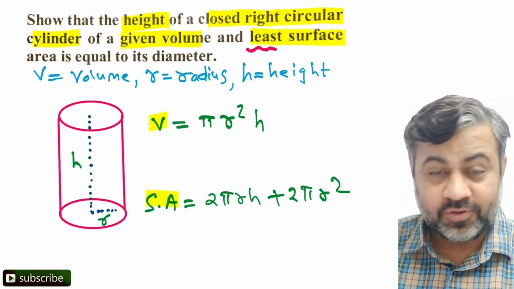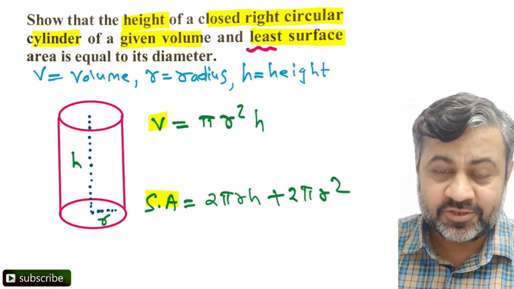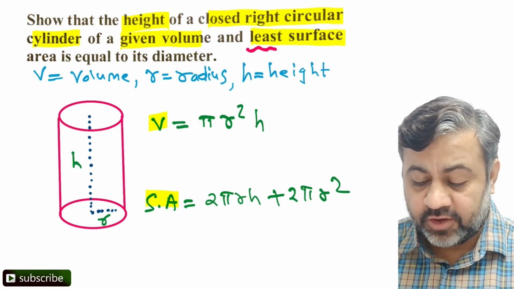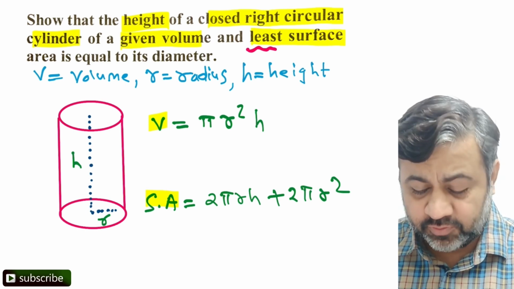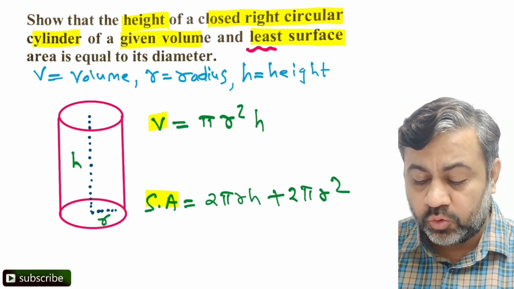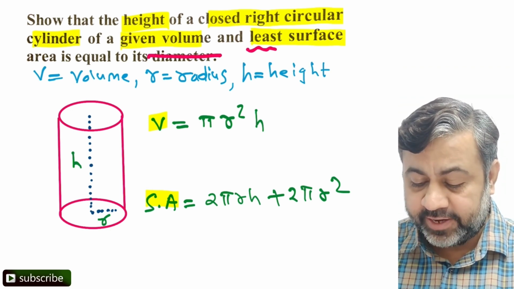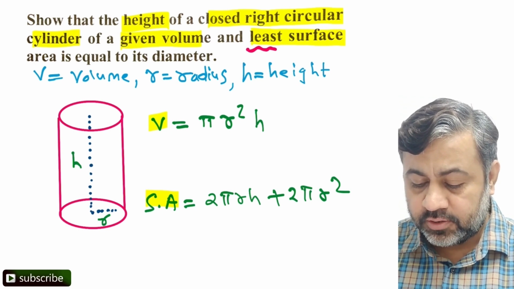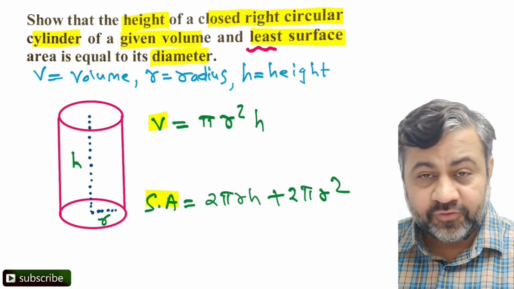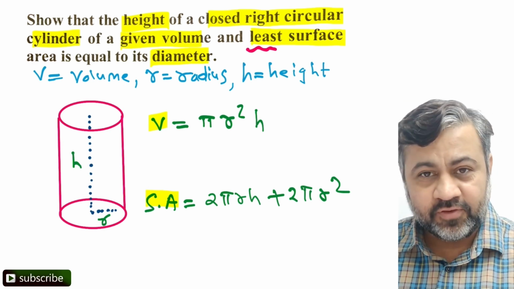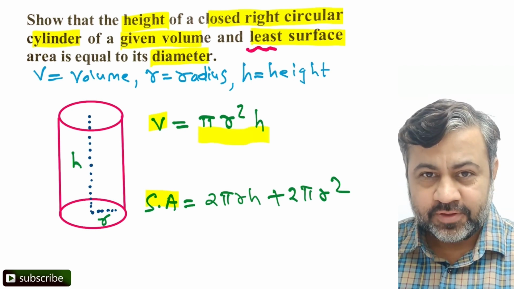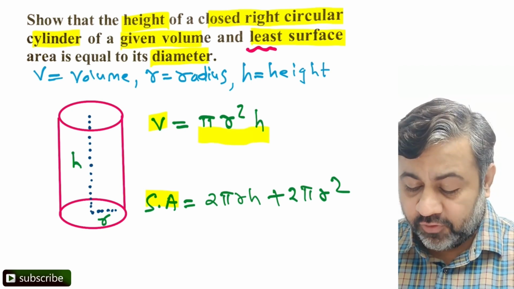Now you have to spend good enough time to understand this type of question. I want to prove then area, least surface area is equal to its diameter. Now understand this question. Basically what I want to prove is I want to prove height is equal to diameter. I want to prove height is equal to diameter. Okay, so let's understand the cylinder first very nicely. We have height, we have radius. So what is the volume of the cylinder? It is pi r square h, right? Pi r square h is the formula for volume.